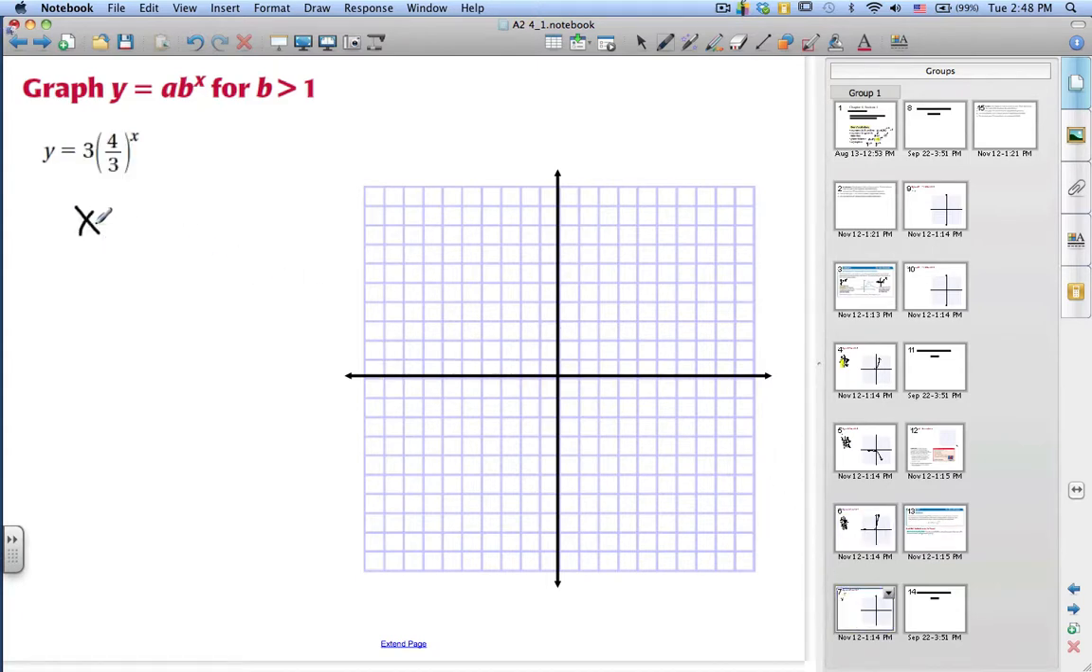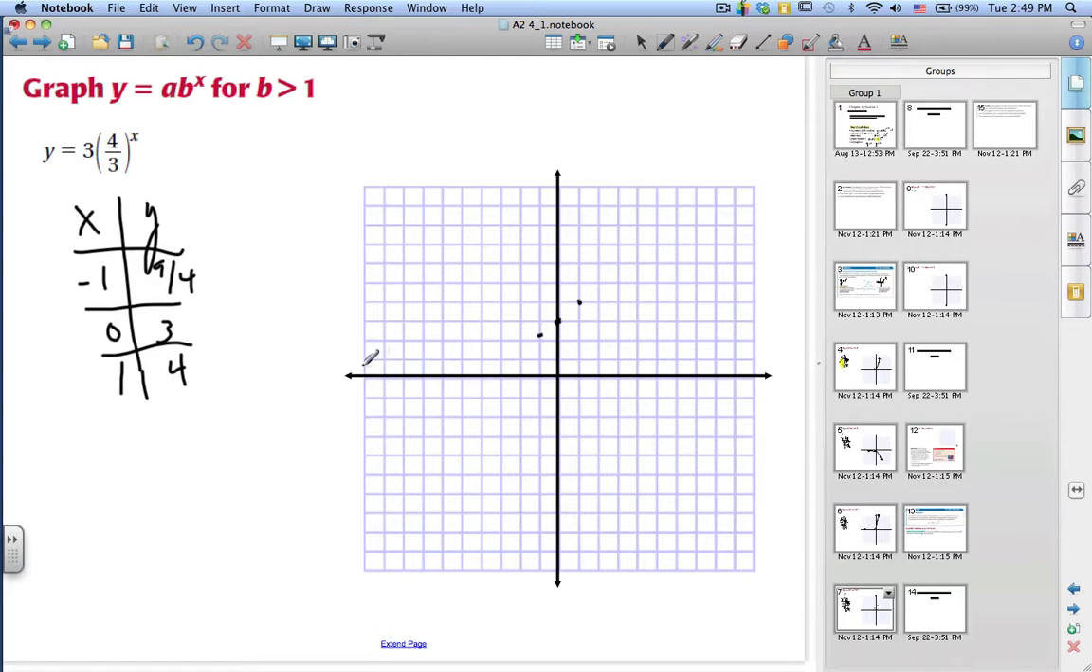Okay, and again, you should see some consistency here. I'm using negative 1, 0, and 1 as my inputs every time, pretty much. 4/3 to the negative 1 power is 3/4 times 3 is 9/4. To the 0 power is 1 times 3 is 3. And to the first power is 4/3 times 3 is 4. Okay, so at negative 1 I'm at 9/4. That's a little over, that's 2 1/4. And then 3, and then 4.